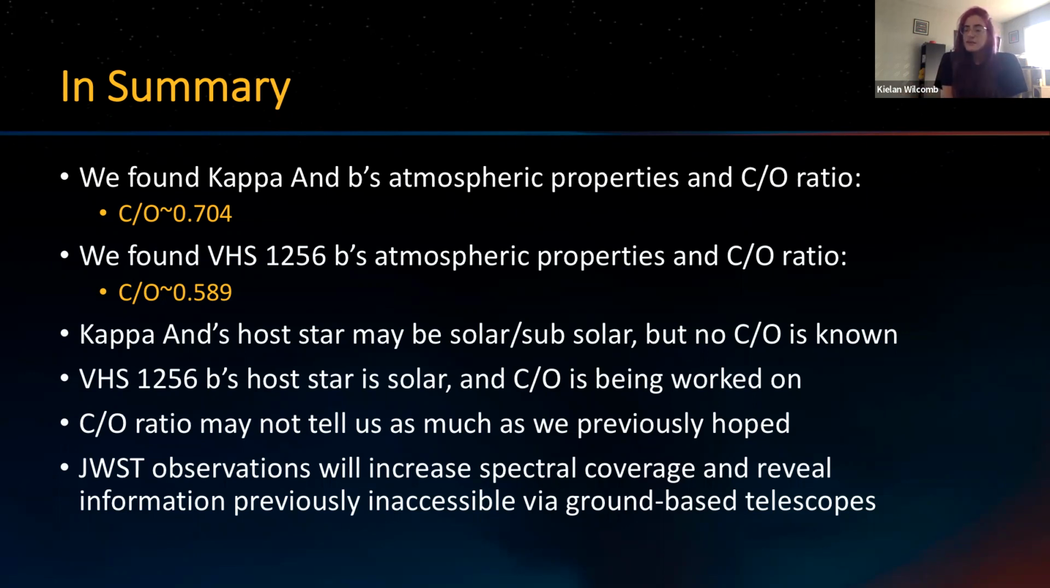Metallicities that are similar to the host star or low metallicities could point towards gravitational instability, but more work needs to be done using that way of thinking before we can actually prove it. And the C to O ratio may not tell us as much as we had previously hoped, with all of the directly imaged planets that have had a C to O ratio measured seeming to be about solar or within that same range.